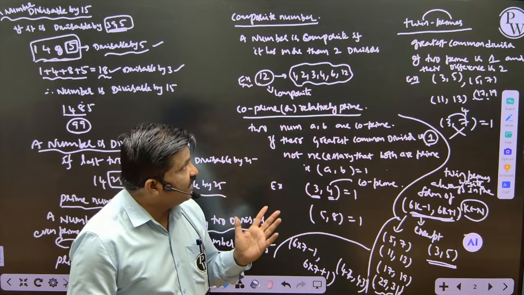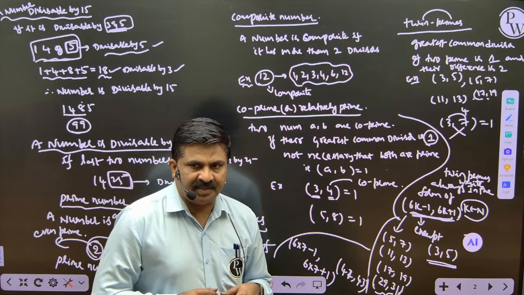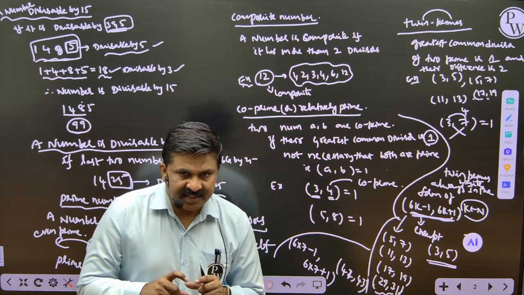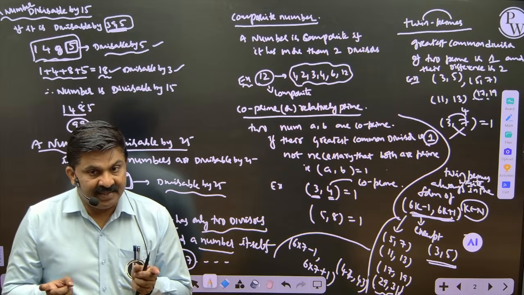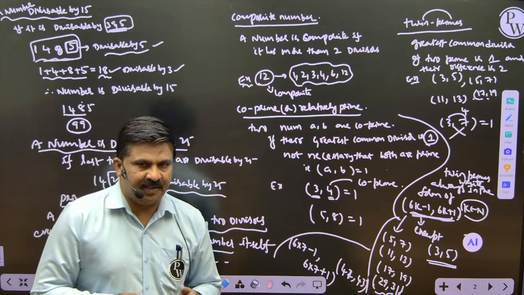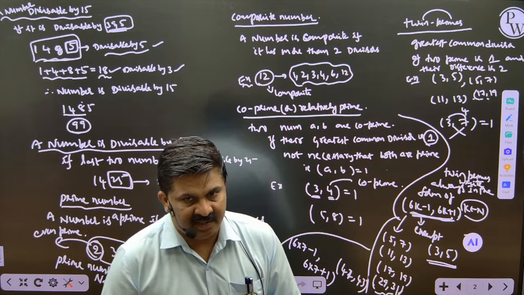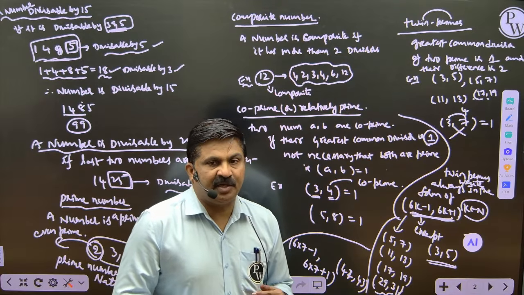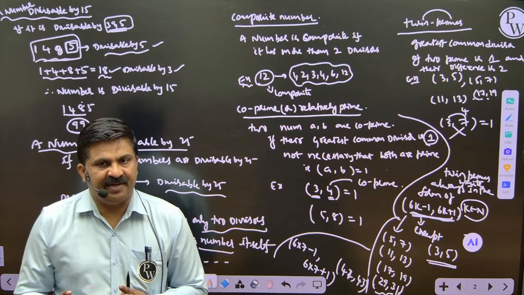But in the case of twin primes, both the numbers are prime numbers. Twin means 2. So in the case of twin primes, both the numbers should be prime numbers, but their difference should be 2. If the difference is more than 2, then it is not a twin prime.